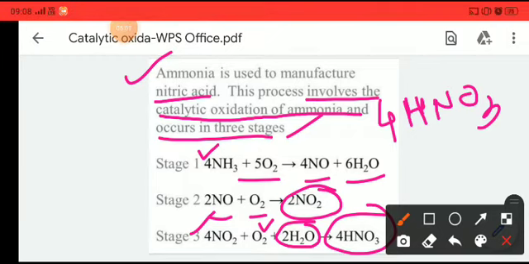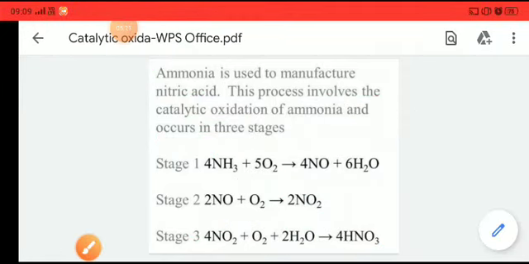So this is the reaction. This is the catalytic oxidation of ammonia. By this catalytic oxidation of ammonia, we can easily form nitric acid, and this nitric acid can be used for commercial purposes as well. So this catalytic oxidation of ammonia goes through three stages: stage 1, stage 2, and stage 3.